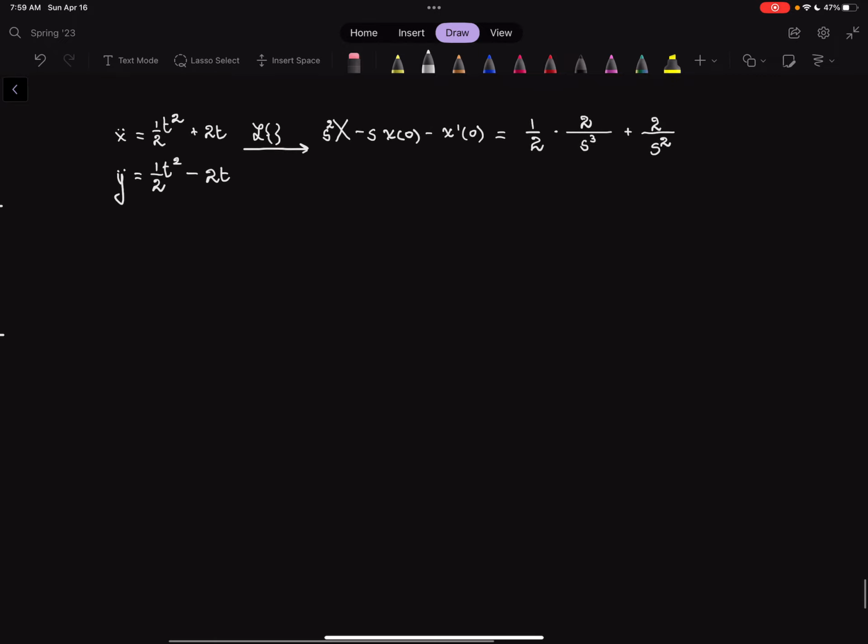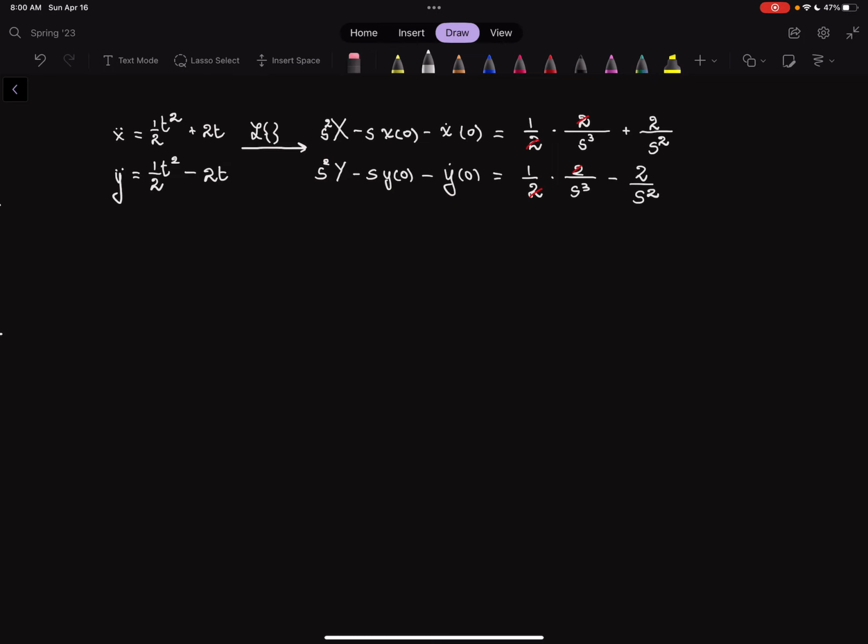Now, I can do the same for the y. So we get s squared big Y minus s times y of 0 minus y prime of 0. And I'm being inconsistent with my notation here. I'll stick with this notation. Here we're still going to have 1/2 times 2 over s to the third. Now notice how these cancel out. Plus 2, or we have a minus here, minus 2 over s squared.